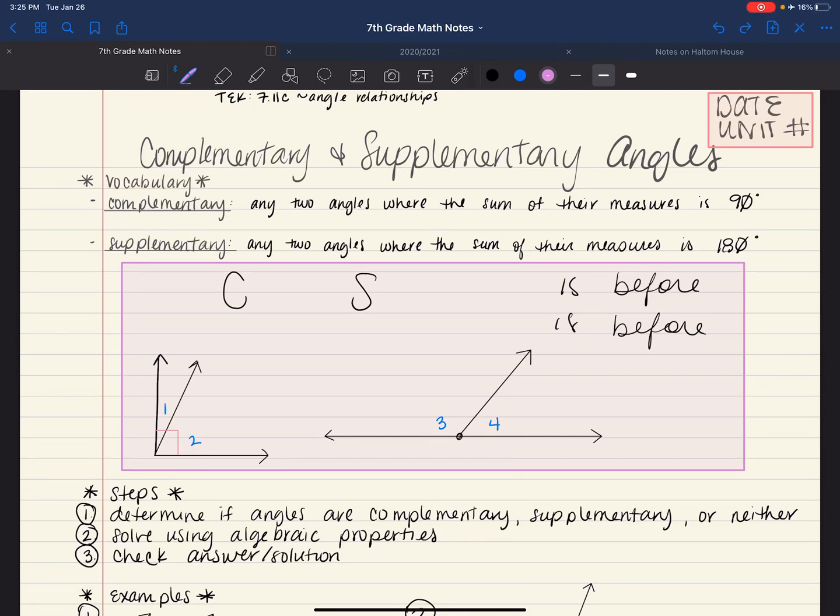Hey, fabulous mathematicians. We're going to jump into these notes, and it's kind of a lot, so I would go ahead and pause your screen right meow, so that way you can write all of this stuff down.